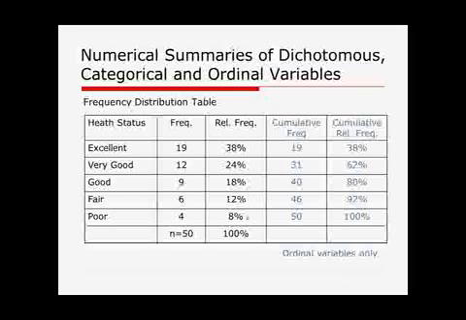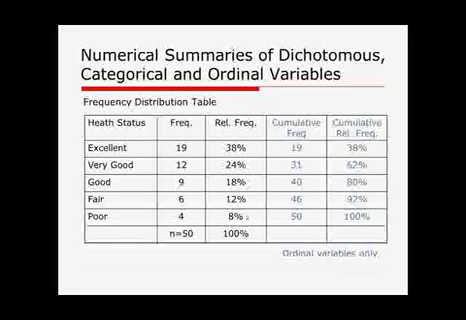Now, the two rightmost columns, I've shaded out a little bit in gray, and these show cumulative frequencies and cumulative relative frequencies. These are only appropriate for ordinal variables. They don't really make sense if you're summarizing a categorical variable. And the cumulative frequencies, you can think of these as running totals.